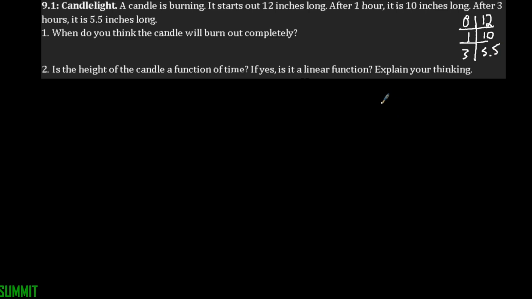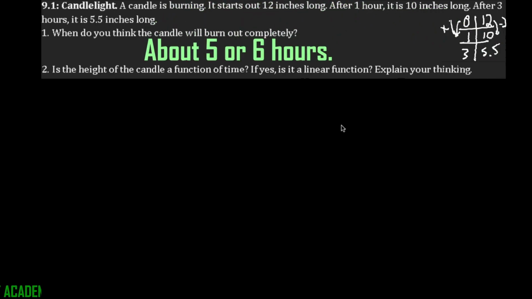So how long do you think it will take to burn out completely? Well, if you notice, it's decreasing by 2, so this is -2 and this is +1, so that slope is going to be -2. Again, it's approximate because notice how it jumps up to 3 and down to 5.5. If we follow that pattern, it will take about 5 or 6 hours. So let me follow this out.